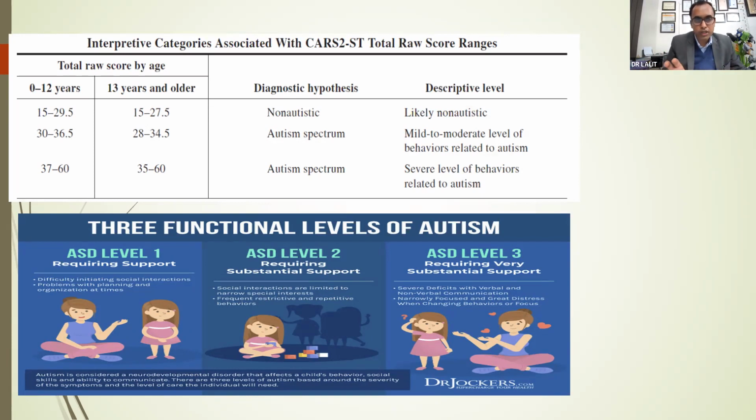So our child was in the age group of 4 years. I believe Mitchell was 4 years. So 15 to 29.5 for the diagnosis comes out to be non-autistic, that means as per the CARS. But at the descriptive level, it comes out to be likely non-autistic. That means likely. So why have they mentioned likely?